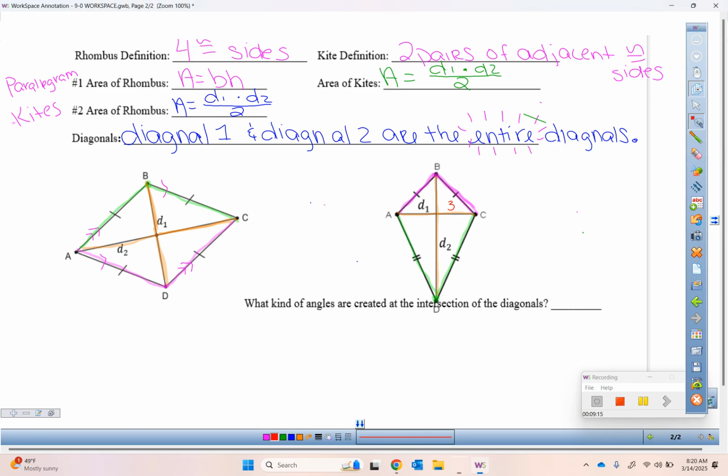We're going to come down here. What kind of angles are created at the intersection? It's talking about the intersection of the diagonals. What kind of angle is created right here? Do we remember? Right angles. Very good. It is a right angle all the way around, if we remember from a couple chapters ago. And that is the same thing here. We have all right angles, so these are 90-degree angles or right angles, either way.